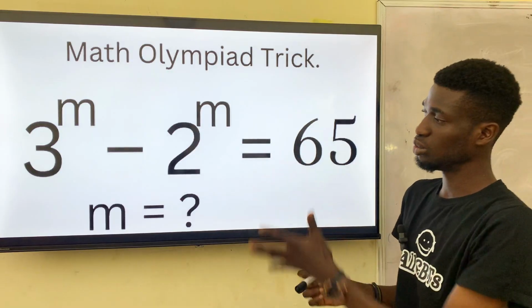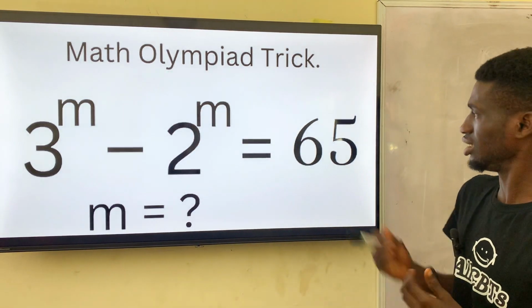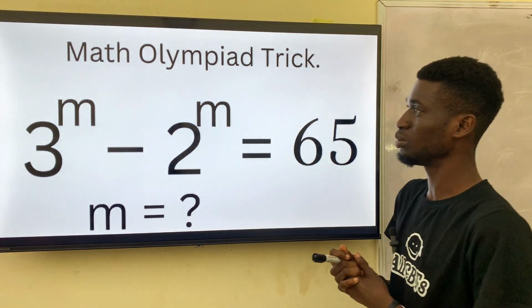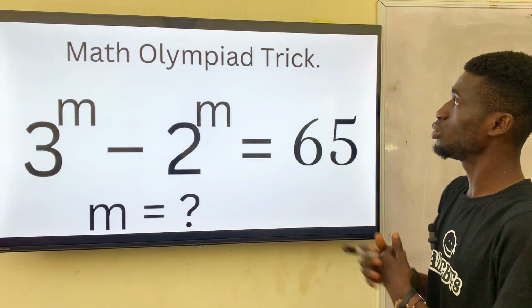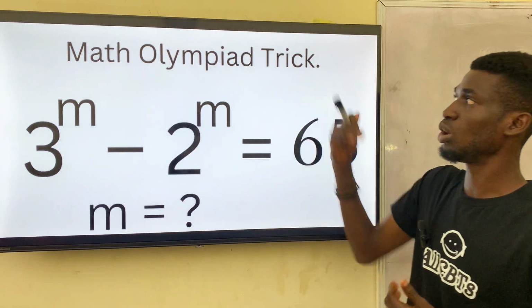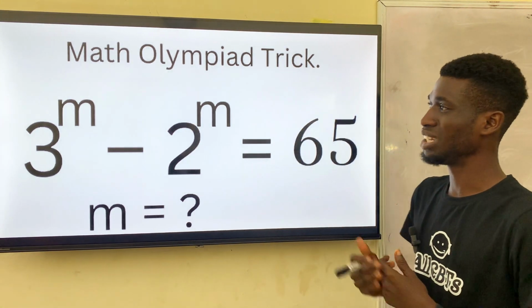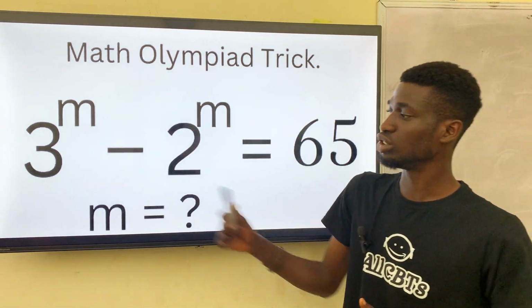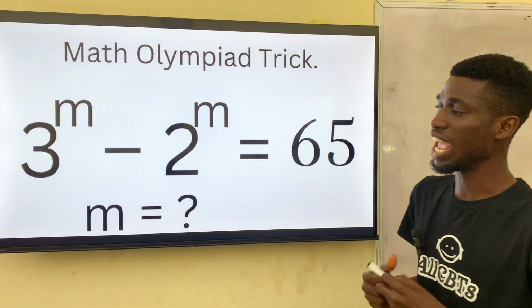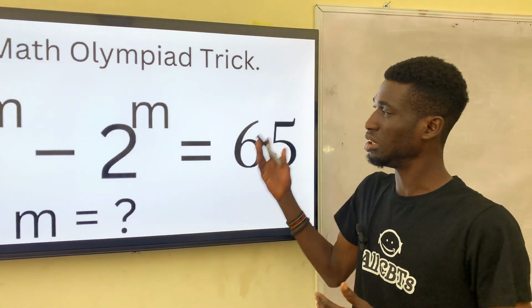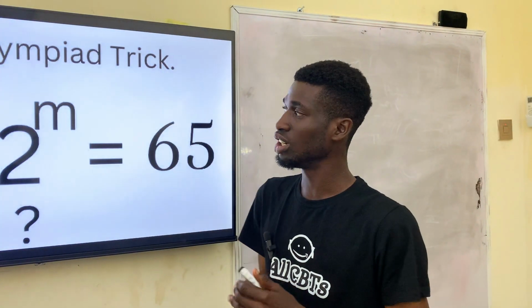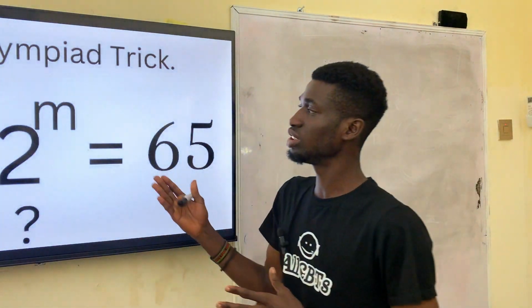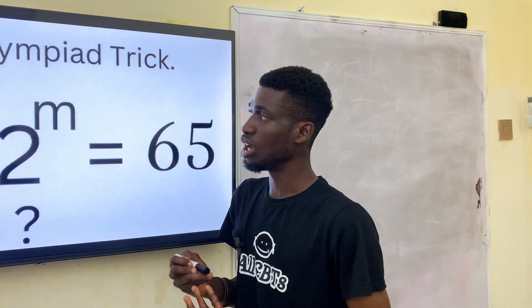Now, looking at this question, you'll be thinking, does this kind of question have a solution? Yes. There are easy ways to solve this, which we call Olympiad tricks. That's the easy way you can get your value for m without going through the longer process, which we know as the number function. So quickly, let's look at tricks we can use to solve this question.